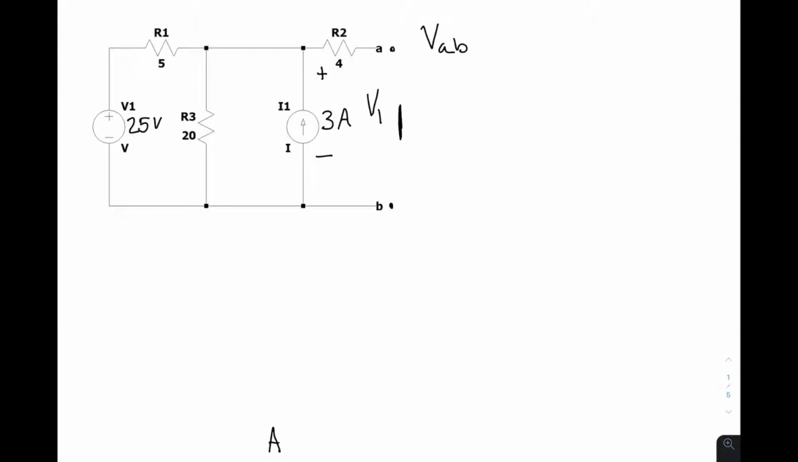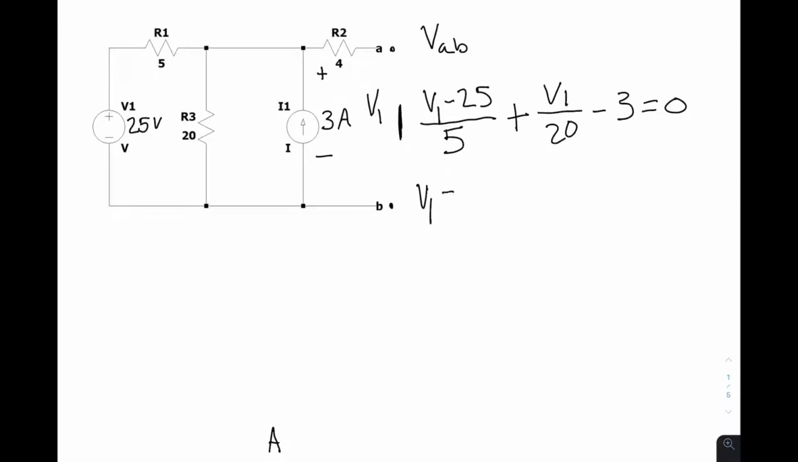So using nodal analysis, we can solve for this V1. You're going to take V1 minus 25 over the 5 ohm resistor plus V1 over the 20 ohm resistor, and then minus 3 amps because of the direction, and this is all going to be equal to 0. Solving for V1, you're going to have V1 equal to 32 volts. So now that we know that, our Thevenin voltage for the circuit is going to be 32 volts.